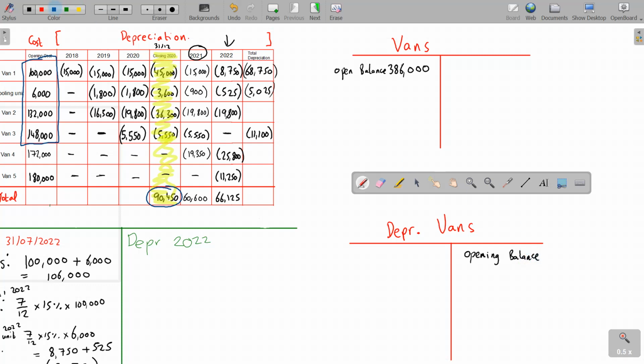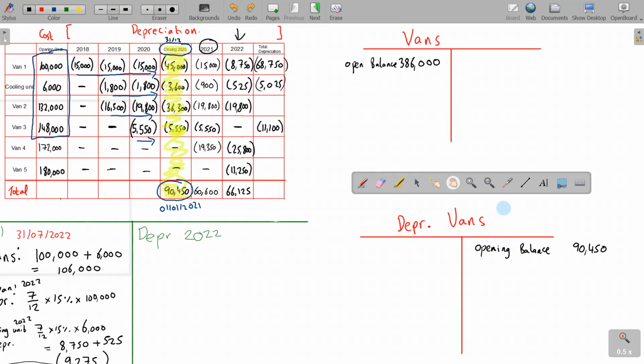is the cumulative amount of what we had. So we had van 1, we had the cooling unit, van 2 and van 3 were all affected by depreciation up until the closing of 2020. So the closing of 2020 is the equivalent of the very beginning of 2021. So that's really important to remember. So 90,450 was our opening balance for depreciation. It's reducing our asset, so it's on the debit side. Okay, that should all be starting to click.